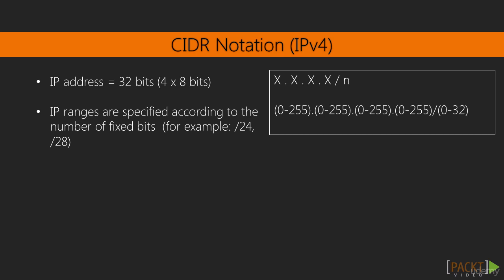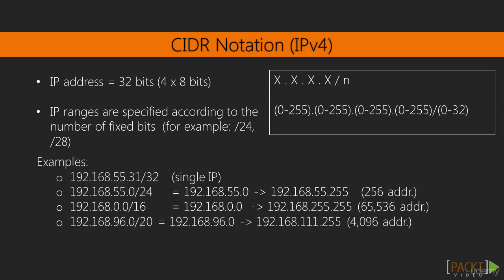CIDR notation makes it easy to specify a range of IP addresses by appending a slash and the number of fixed bits from 0 to 32 after the address. It is easiest to explain this by example. For a single IP address, we need to provide all 32 bits, so an example of a single IP would be 192.168.55.31/32. If instead we wanted to define a range of IP addresses, we would use a number less than 32 for the prefix length.